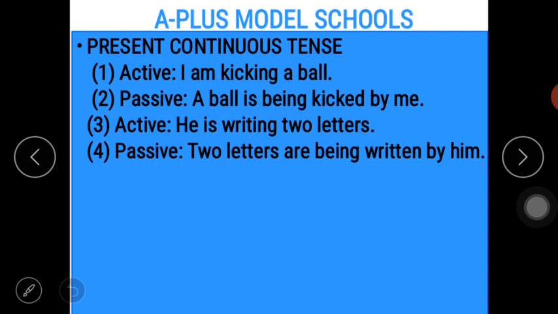Okay. He is writing. He's still writing. He hasn't stopped writing. So that's why you have the continuous present tense here. He keeps writing them. He's still writing. He is writing two letters. So the passive form says two letters are being written by him. So it's such a very simple one. So that is very simple and straightforward. I believe you understand that very clearly.